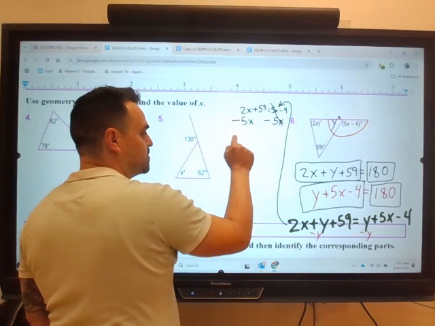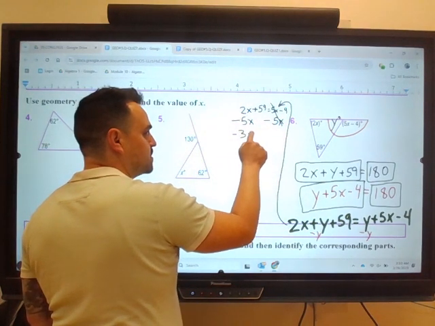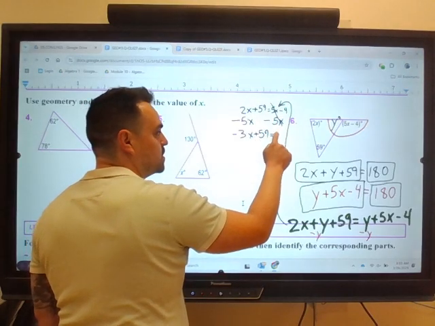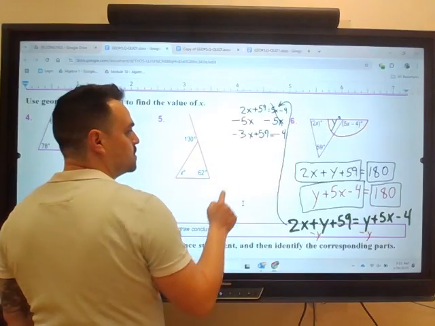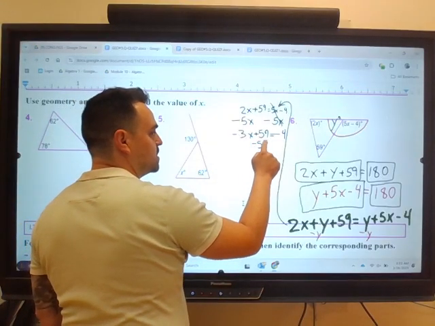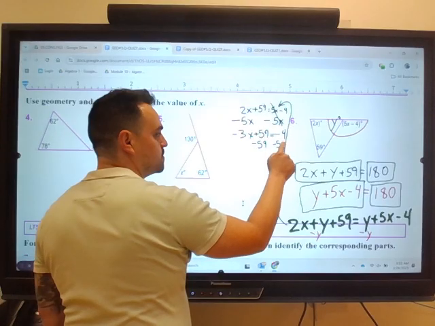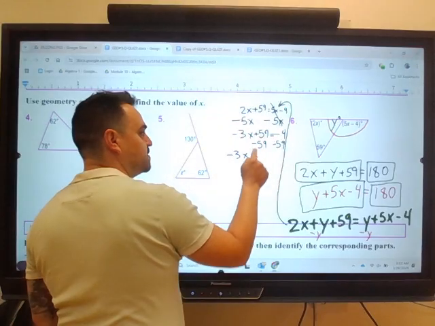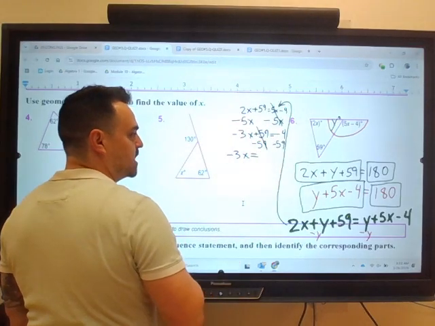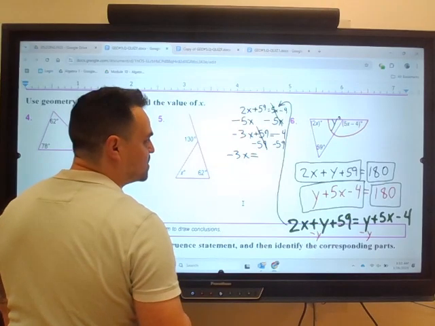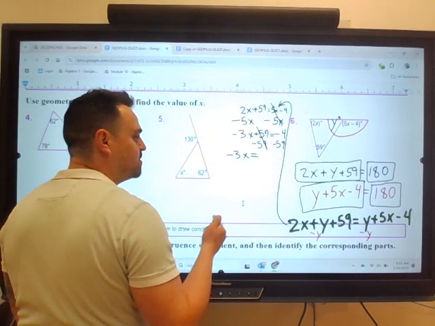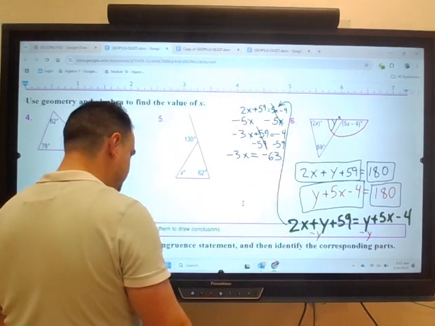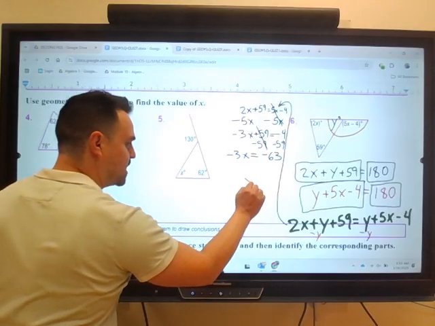I'm left with 2 minus 5, that's negative 3x, plus 59, equals negative 4. I'm going to subtract 59 from both sides. That'll leave me with negative 3x on my left. 59 goes away. Equals negative 4 minus 59. You owe me 4, then you owe me 59 more. Total of negative 63.